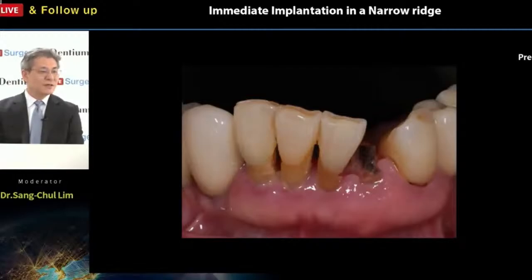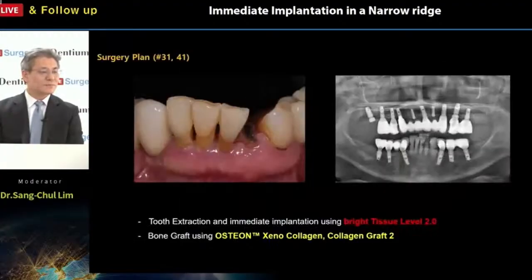Intraoral view is here. Three anterior teeth were movable due to the periodontally compromised situation, with gingival swelling, mobility, and also pus discharge. Another one, the left lower lateral incisor, was broken. So the teeth will be extracted and immediate implantation will be done using Bright tissue level, diameter 2.0, length 11 millimeters. Bone grafting will use Osteogenocollagen and Collagen Graft 2.